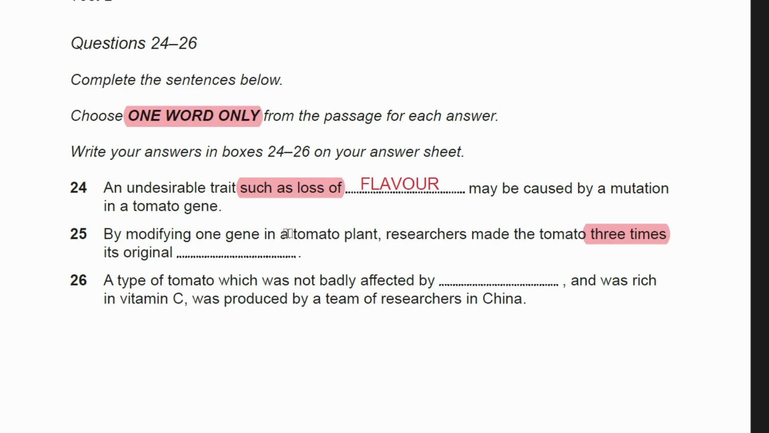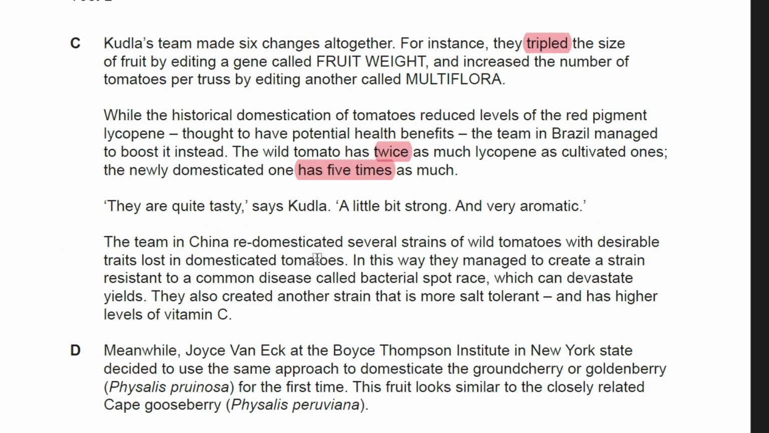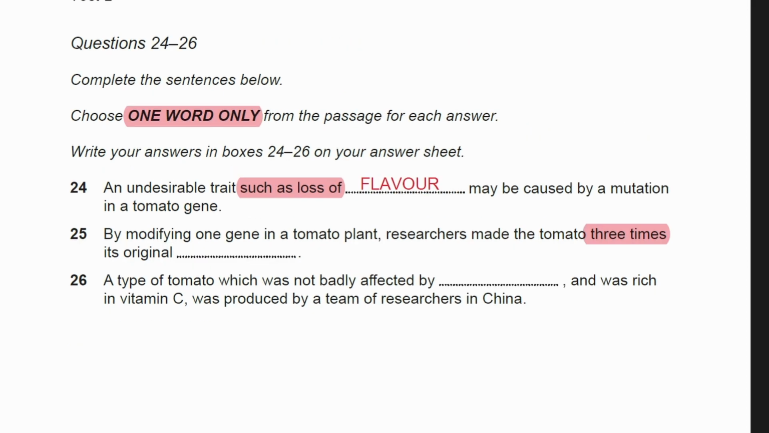By modifying one gene in a tomato plant, researchers made the tomato 3 times its original. What do you think is the answer? Its size, 3 times the size.